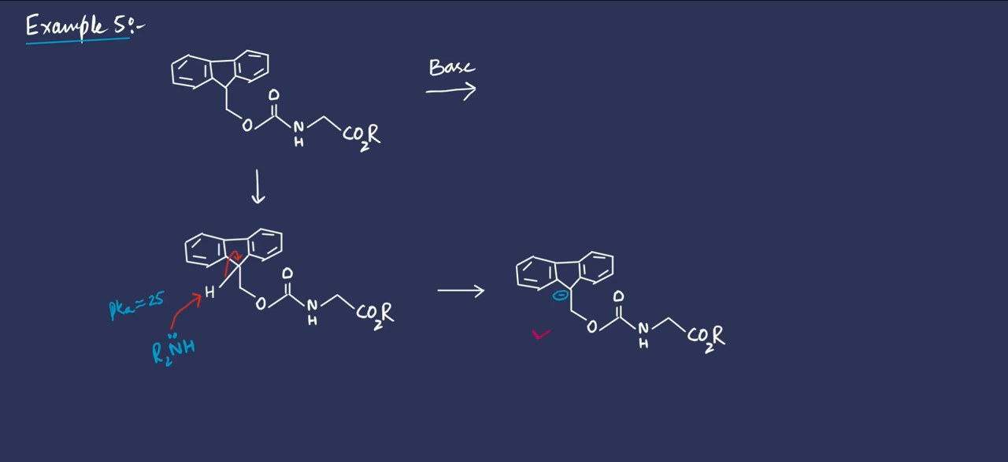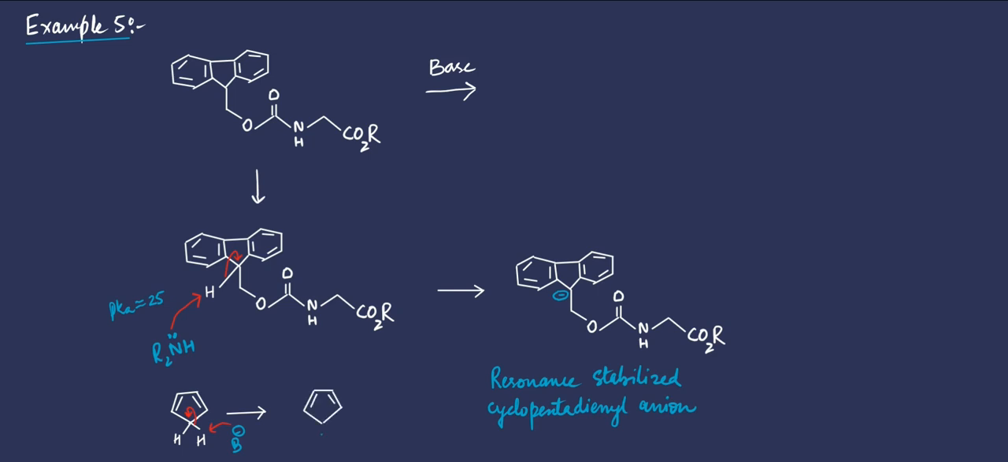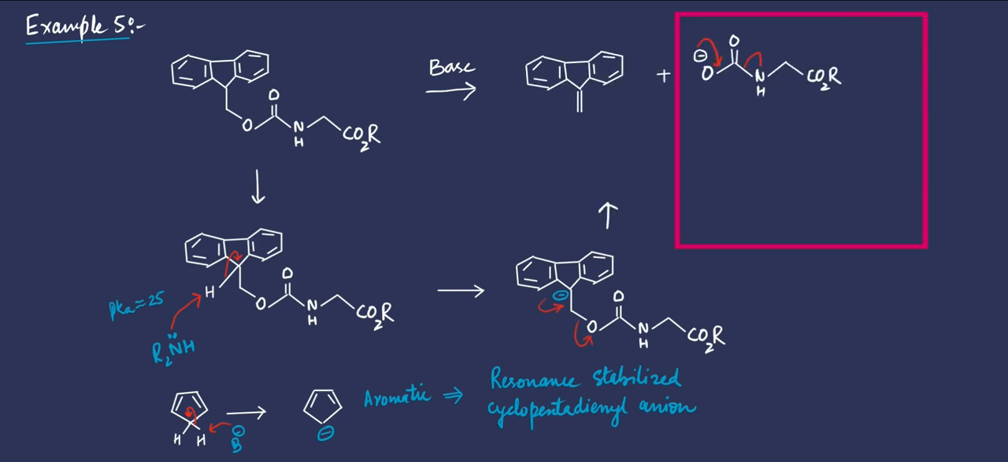The conjugate base formed is a resonance-stabilized cyclopentadienyl anion. If we write this 5-membered ring separately, we can see that removal of the proton by base forms a cyclopentadienyl anion, which has an aromatic 6 pi electrons. Likewise, this conjugate base formed is stable because it has a cyclopentadienyl anion aromatic ring generated by loss of the proton. This is followed by slow elimination of the carbamate leaving group to give this product. Spontaneous loss of CO2 from this eliminated carbamate moiety gives the amine.